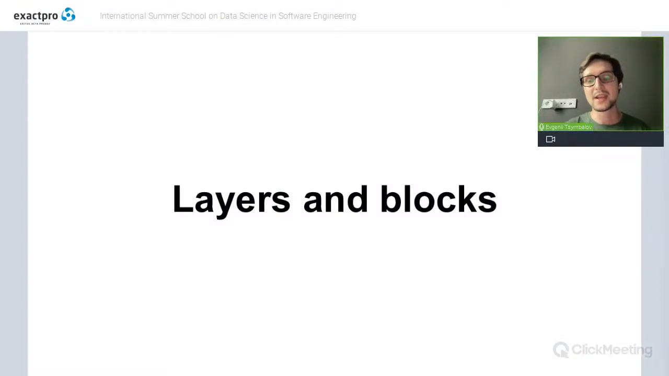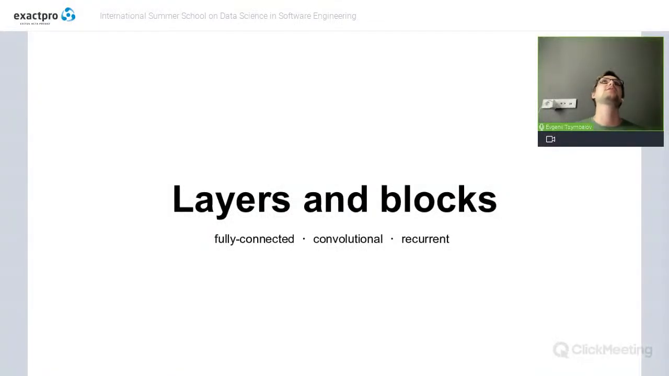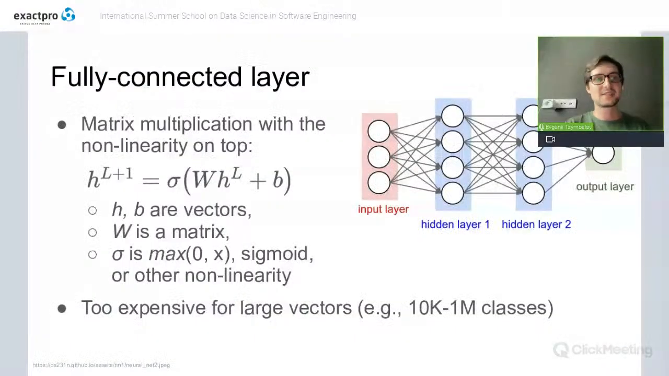Okay, let's move on to the layers and blocks. So we'll be talking about the most simple blocks because there are a lot of variations of those, but we will be talking about three main types: fully connected blocks, convolutional blocks, and recurrent blocks. And maybe I will say a few words about different variations of those. So let's start with a fully connected layer.